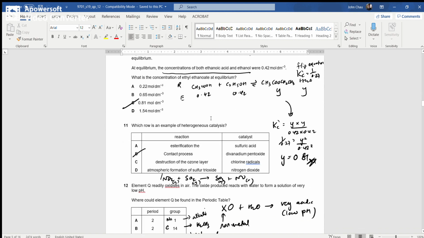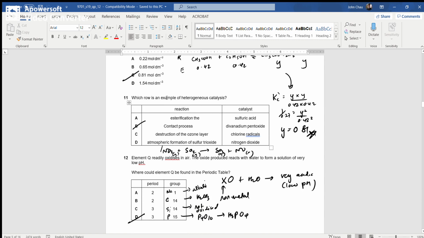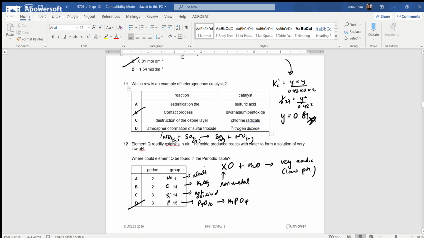Now let's move on to question 11. Which row is an example of heterogeneous catalysis? Esterification with sulfuric acid is homogeneous. The contact process involves the reaction between sulfur dioxide and oxygen gas, but with the catalyst vanadium oxide, which is a solid, so this is heterogeneous catalysis. For C, both of them are in the gaseous form, and for D, both of them are also in the gaseous form, so all these are homogeneous.